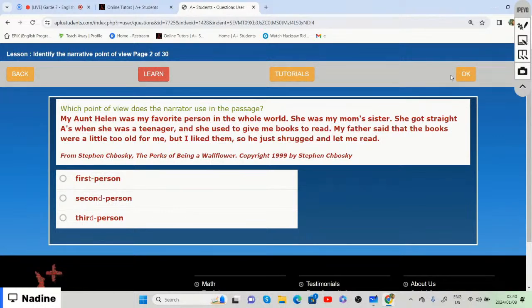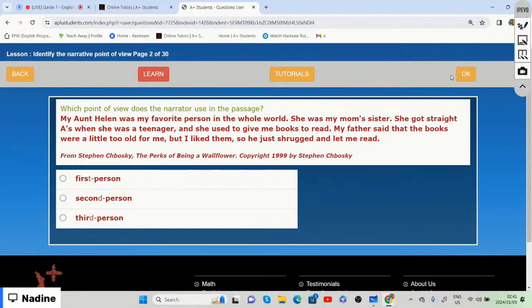My aunt Helen was my favorite person in the whole world. She was my mom's sister. She got straight A's when she was a teenager, and she used to give me books to read. My father said that the books were a little too old for me, but I liked them. So he just shrugged and let me read.